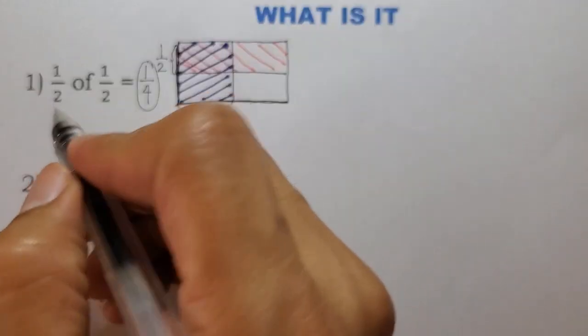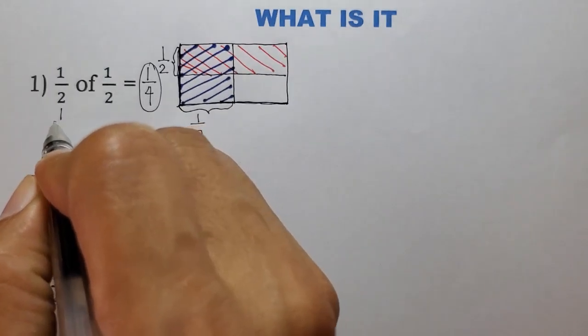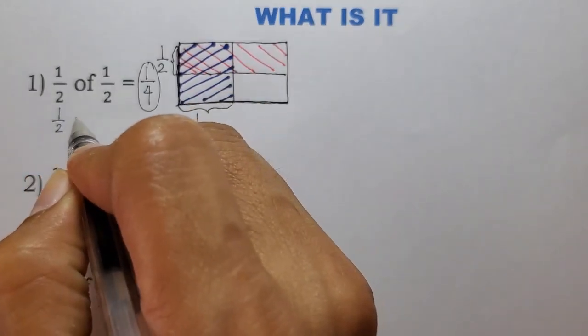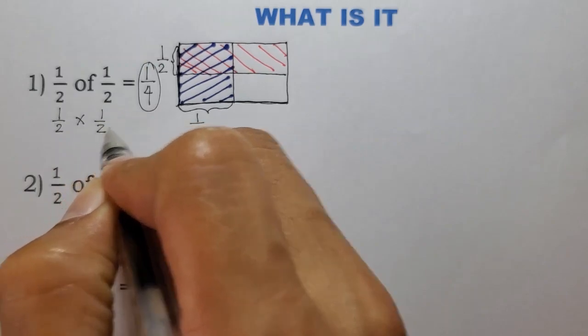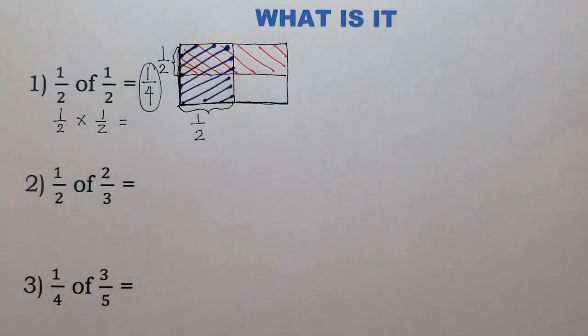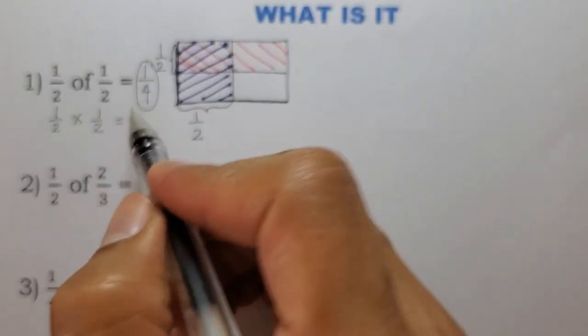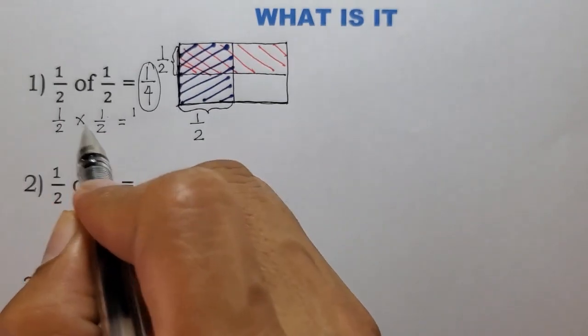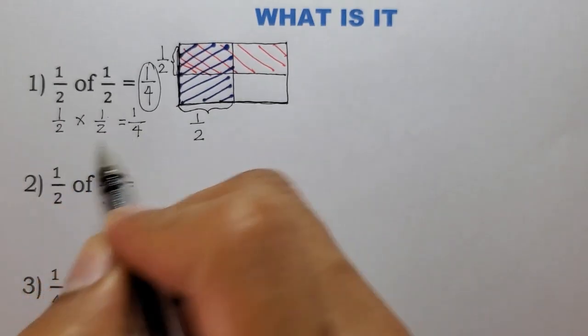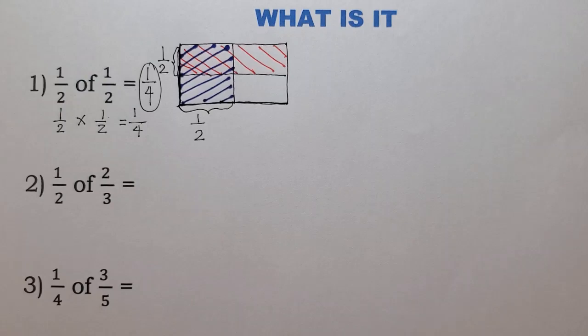Now, if you are to write this in a multiplication sentence, that's 1/2 times 1/2. That is also equal to 1/4 because if you multiply 1 times 1 is equal to 1, and 2 times 2 is equal to 4. Therefore, the answer is 1/4.